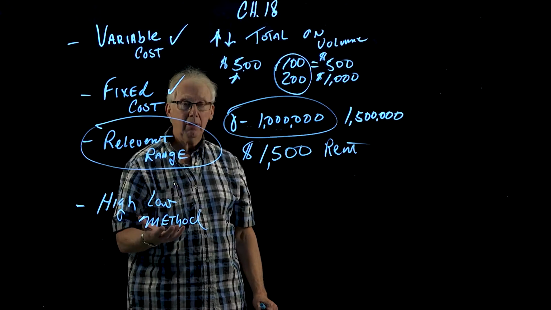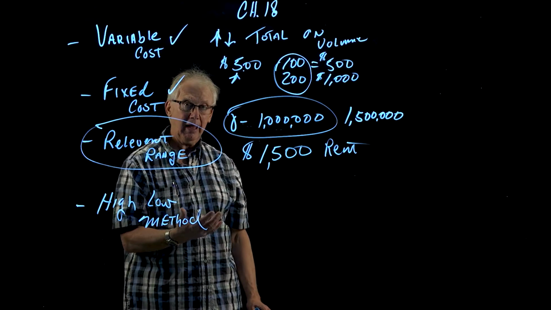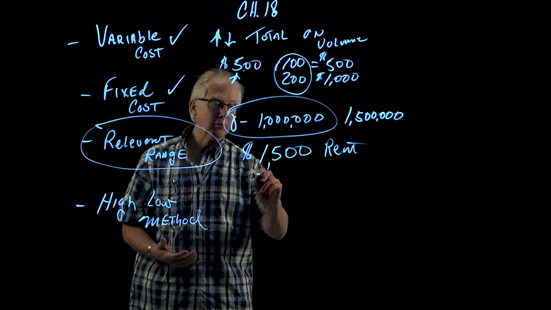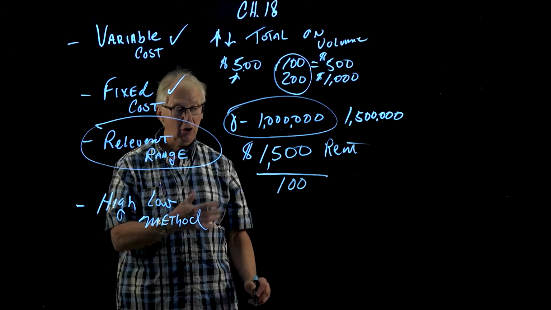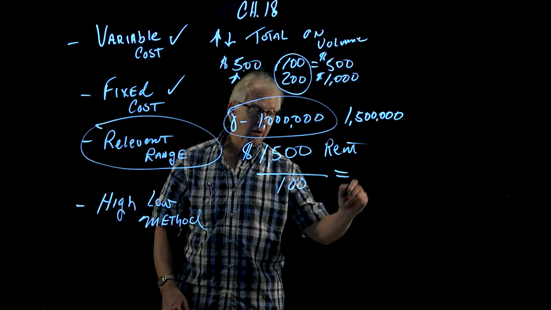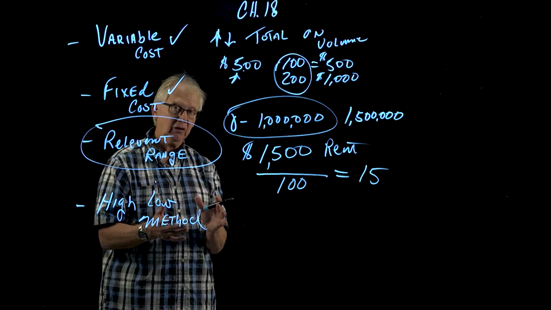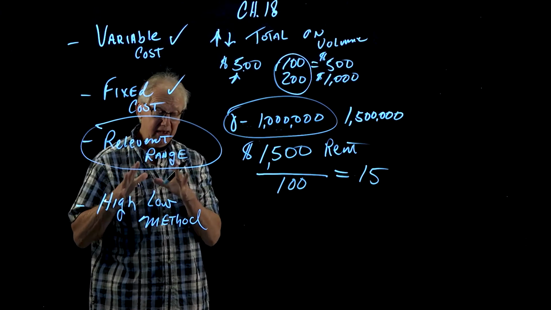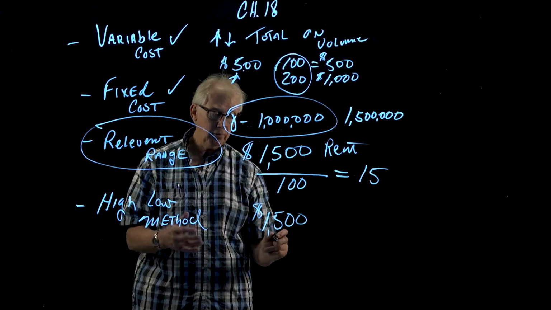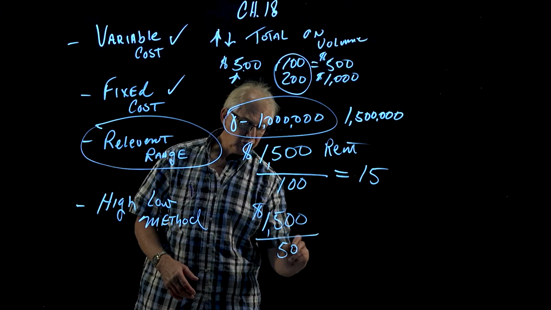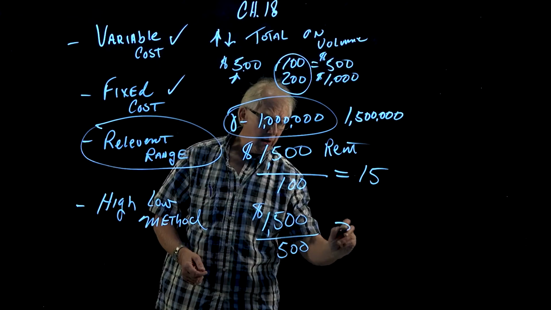Okay? Now, let's measure fixed cost by unit. Let's say we're going to only produce 100 units. What would be the fixed cost per unit at 100 units? Well, 1,500 divided by 100 is 15. So if we're measuring fixed cost by unit, it should be $15. Now, let's take that same $1,500 fixed cost in total, and let's produce 500 units. Now, what's our fixed cost per unit? Our fixed cost per unit now dropped down to $3.